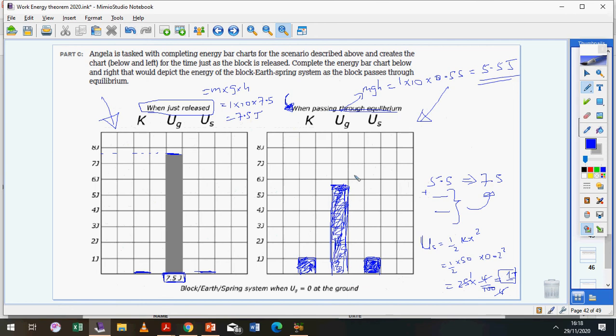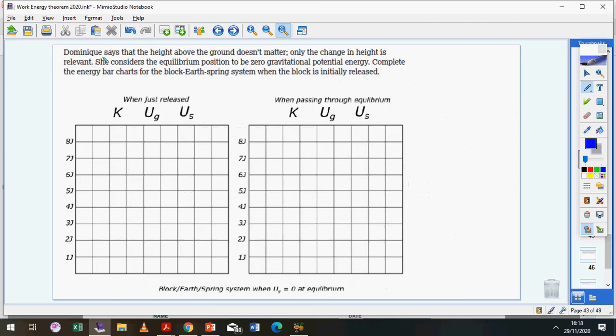So going forward, back to Dominique, who says that the height above the ground does not matter. Only the change in height is relevant. She considers the equilibrium position to be 0 gravitational potential energy. Complete the energy bar charts for the block earth spring system when the block is initially released.